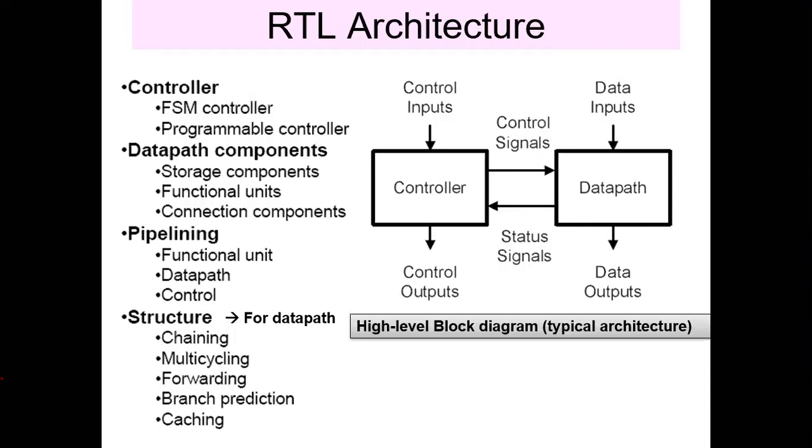So the controller will be generating the control signals required for the data path as well as the control outputs. Here, this is the controller. Here we will have control inputs, that is, external control inputs may be there. Depending upon the external control inputs as well as the status signals coming from the data path, the controller will generate the control signals for the data path, and if there are any other control outputs, those also will be generated by the controller.